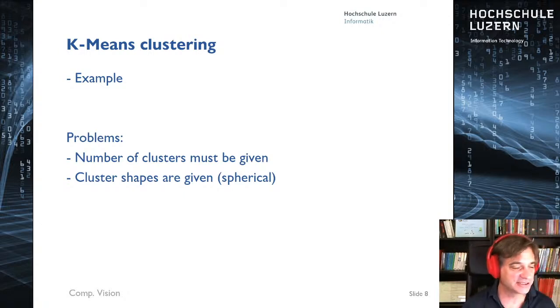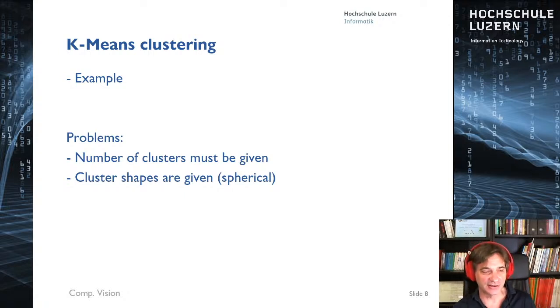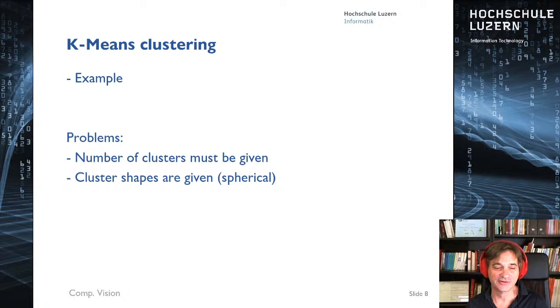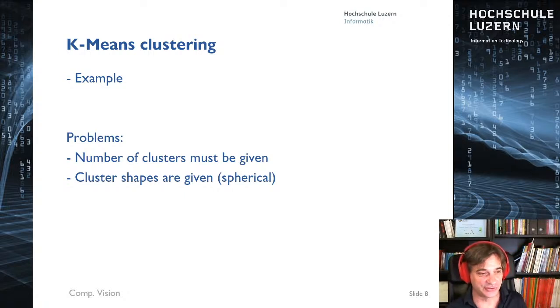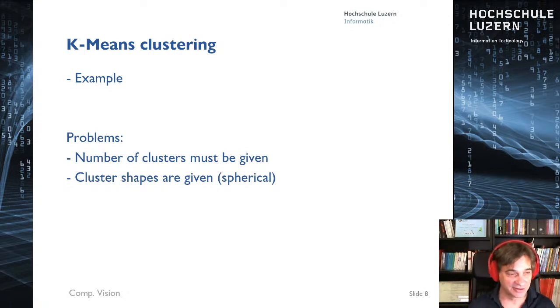Another, maybe a bit more serious problem is the cluster shapes. How are those shapes given? They are not given directly, but we use a distance function to calculate if some point belongs to one cluster, and so the distance implies that the cluster shapes would be spherical in that n-dimensional space. You could not have elongated clusters, because if there's some other center nearby, that will kind of steal your points here. So this could be a bit of a problem.